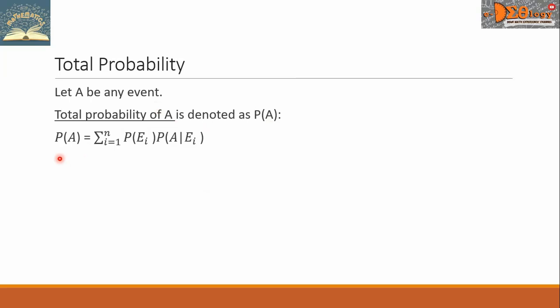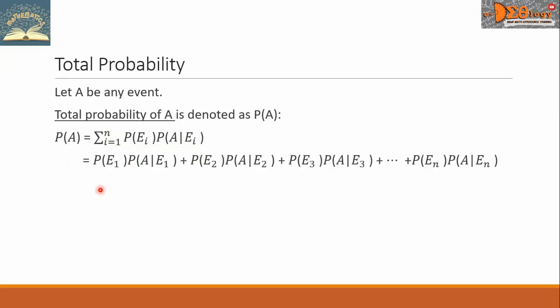Here is the formula. P of A equals the summation of i equals 1 up to n, P of E sub i times P of A given E sub i. If we expand this, we may write P of E sub 1 times P of A given E sub 1, plus P of E sub 2 times P of A given E sub 2, plus P of E sub 3 times P of A given E sub 3, plus up to P of E sub n times P of A given E sub n.